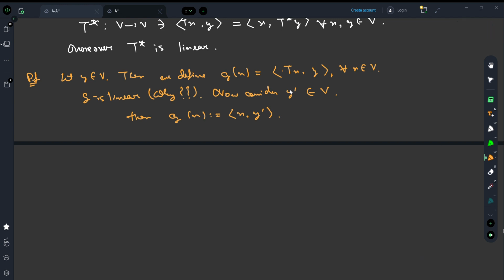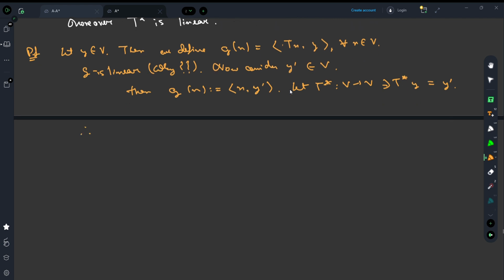Then g of x can be defined as the inner product of x with y prime, right? Since g is a linear functional defined on V. Let T star be the linear operator such that T star maps y to y prime. Okay, clear?